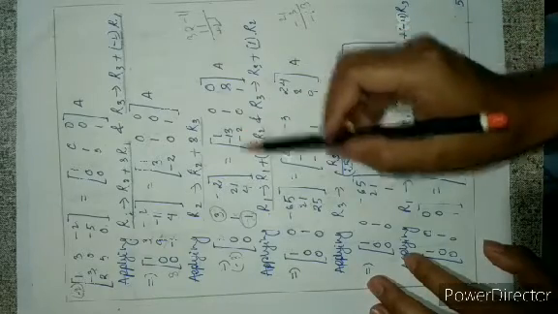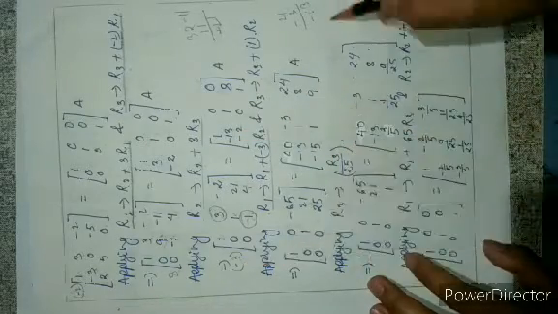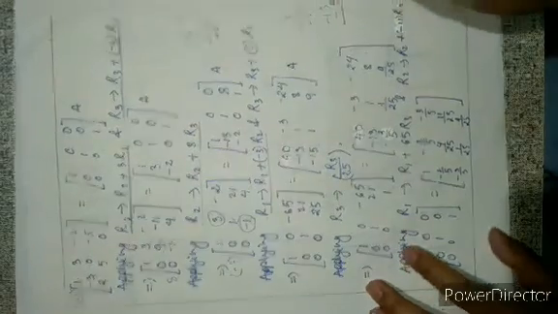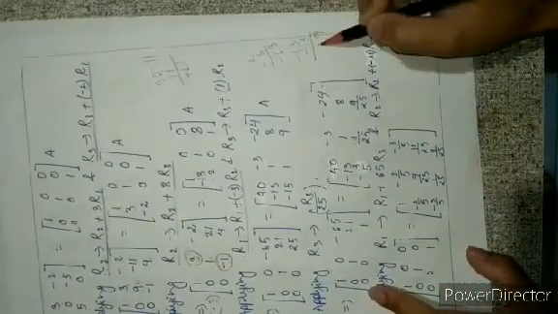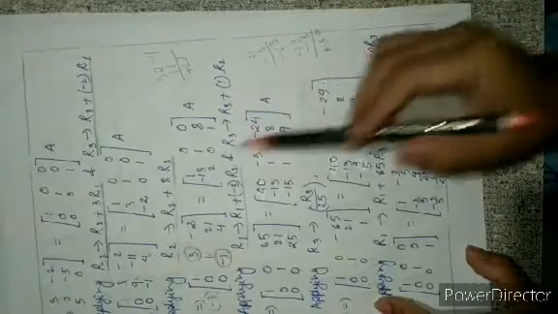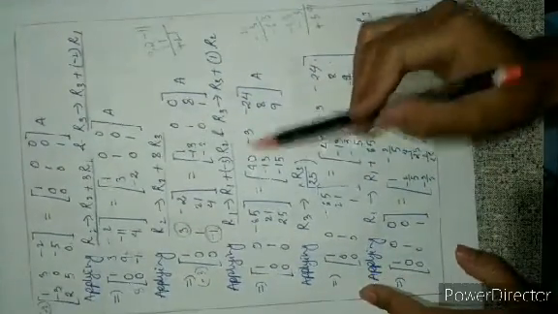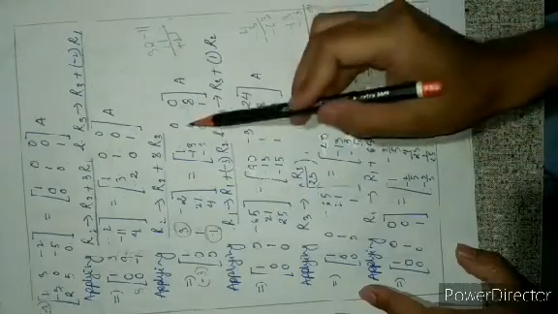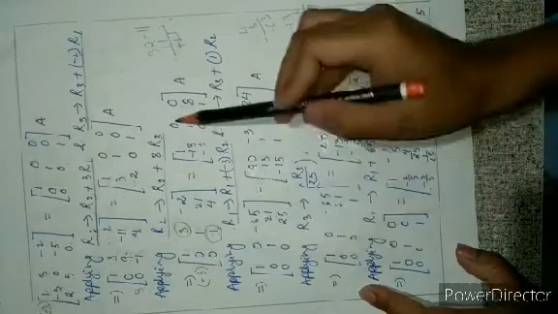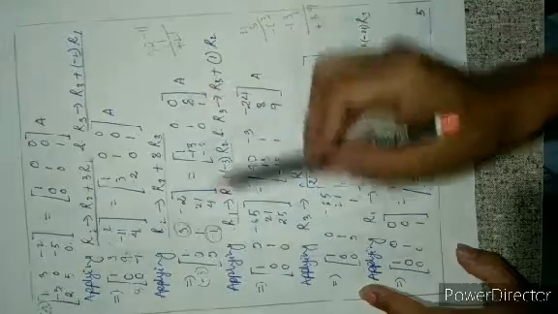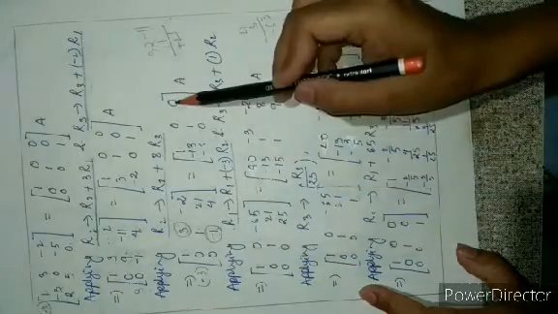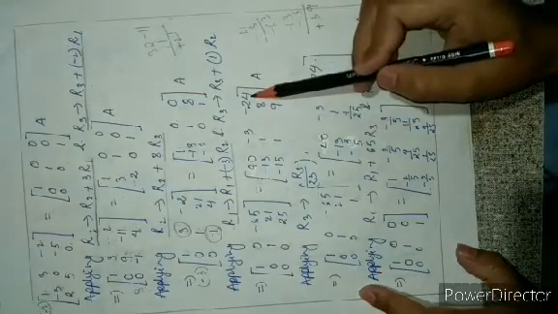Minus 13 into minus 3 is 39, minus minus becomes plus, 39 plus 1 which is equal to 40. 1 into minus 3 plus 0 is minus 3. 8 into minus 3 is minus 24 plus 0 which is equal to minus 24.